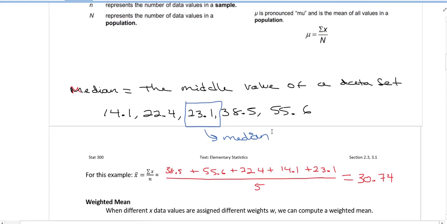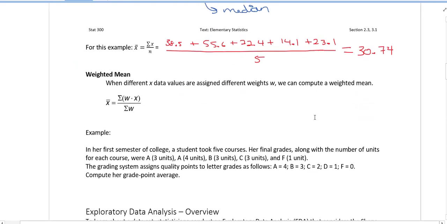And another measure of center is the mode. The mode is the value in the data set that appears most often, which here they all only appear once. So this data set does not have a mode.